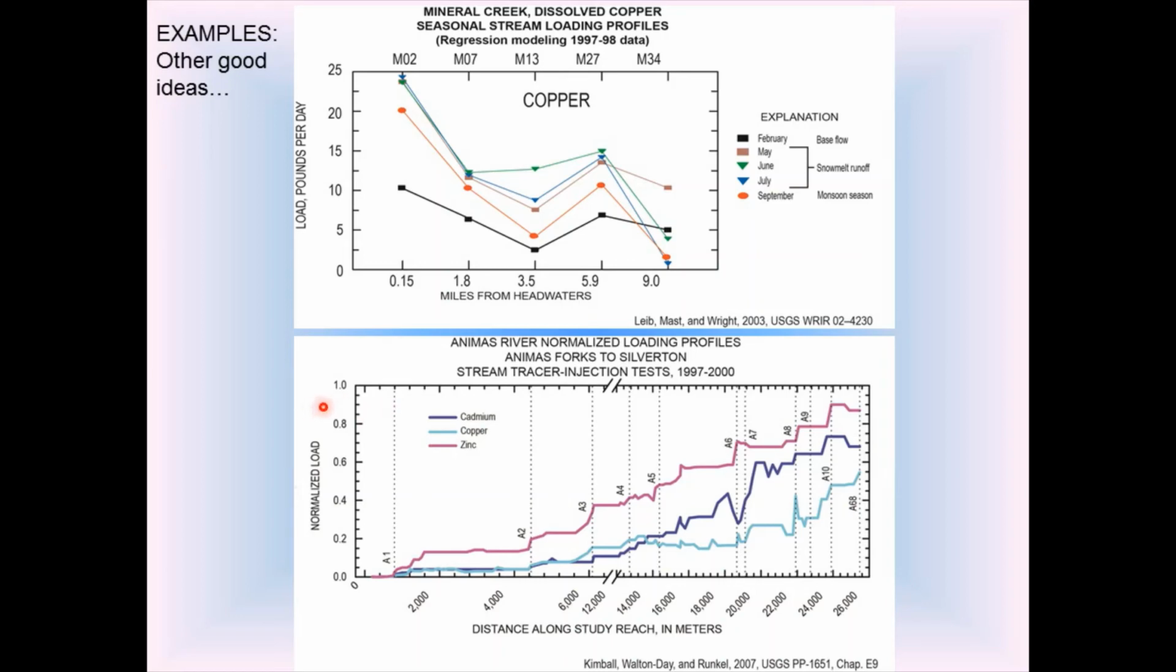Here's another approach by Brian Kimball, doing stream tracer injection tests. From 1997 through 2000, he patched together 3 years of tracer tests using this normalized load. There's that word again. This normalized load was using the cumulative in-stream load at the end of the reach to then get a ratio of these other loads back upstream from the reach.